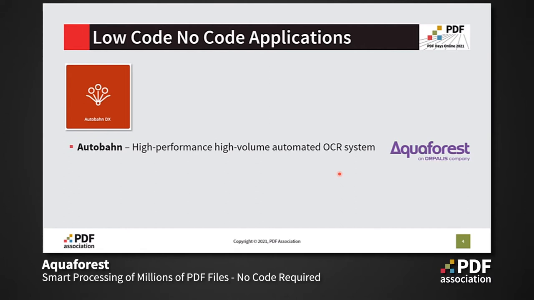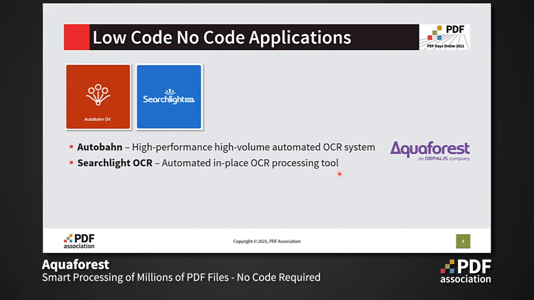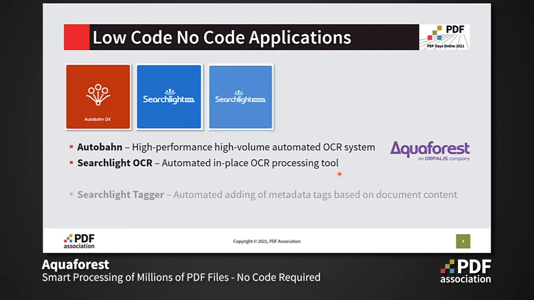Autobahn is a high-performance, high-volume automated OCR system. We will look at Autobahn in our second use case. Searchlight OCR is an automated in-place processing tool for OCR, which ensures that all your documents are and remain fully searchable, whether that is in SharePoint or in your local file system.